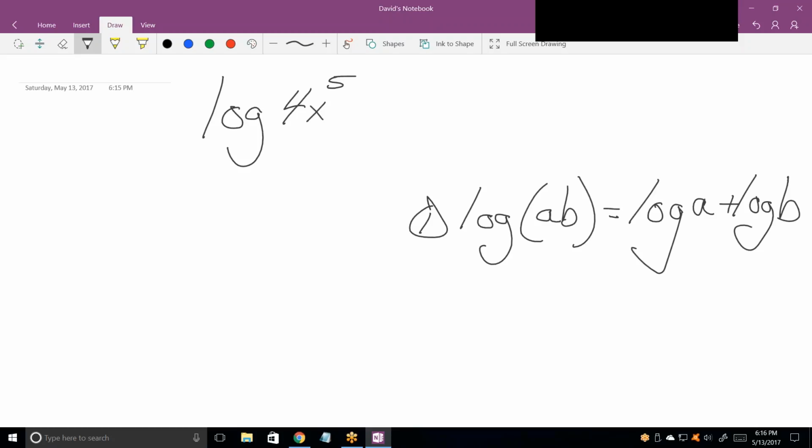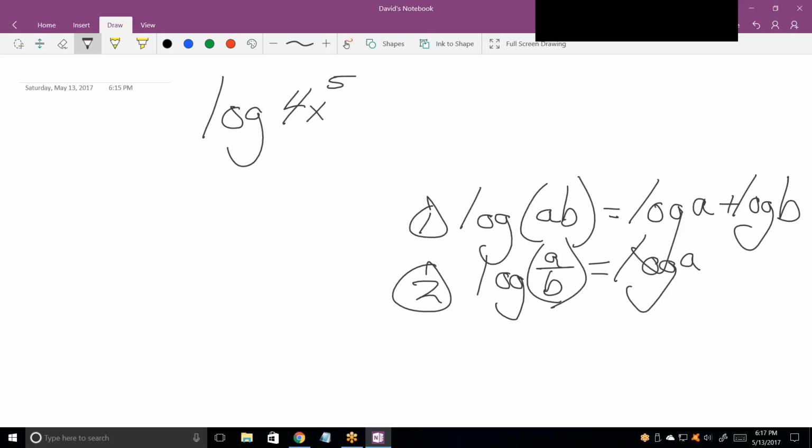Notice what the first one means. If I'm multiplying in the argument, then I'm adding two different logs together, the two things that are multiplying together. Here's the second rule, and this follows. In other words, if I am dividing in the argument, then I am subtracting those logs. Okay. With me? So those two are pretty easy.